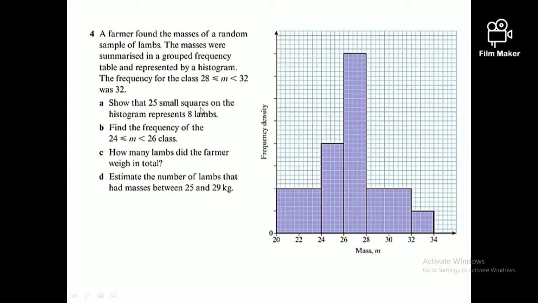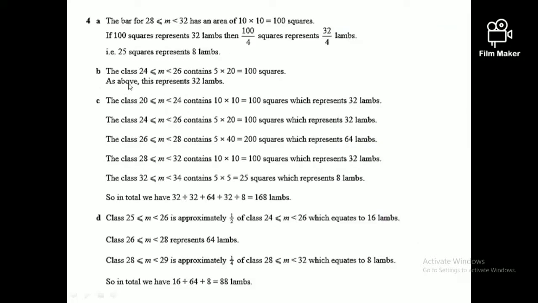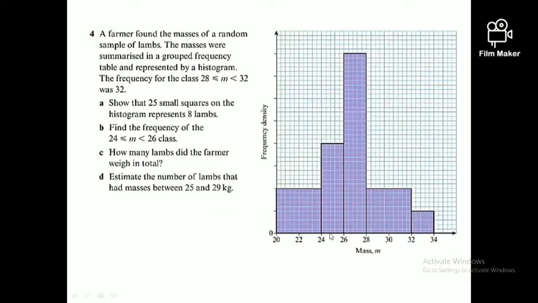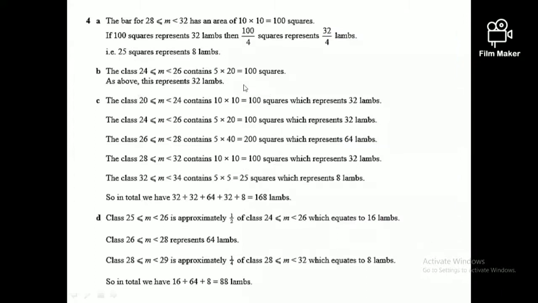Right. Okay. Then let's go to the next part. Find the frequency of the 24 to 26 class. Now let's see how to work it out. We know that 24 to 26 contains 5 into 20, 100 squares. Let's see whether this is correct. Here to here the gap is 5, so we can work out 5 into 20.